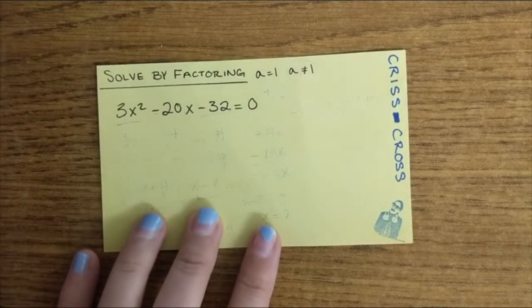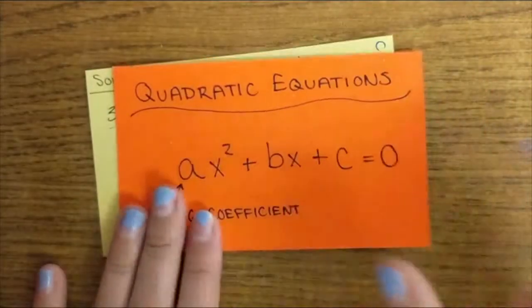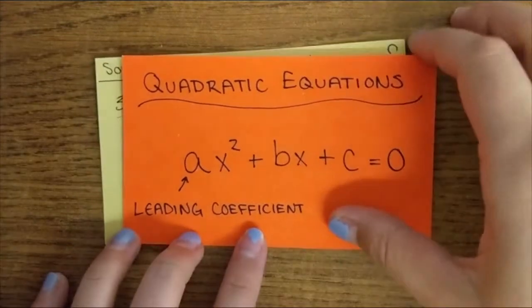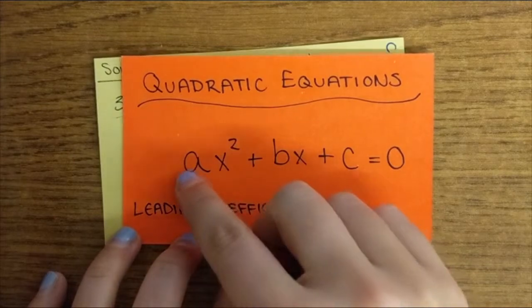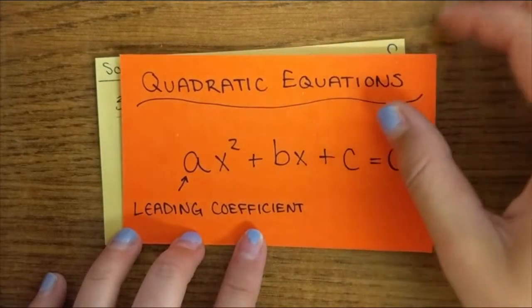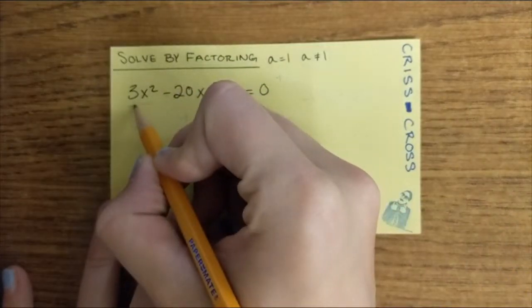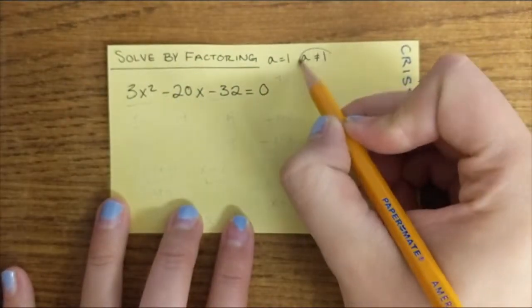To solve a quadratic equation by factoring, it needs to be in the form ax squared plus bx plus c equals 0, where a is the leading coefficient. Knowing what the leading coefficient is really determines what kind of method we're going to use to factor. Here we look and we see a is 3, so a is not 1.